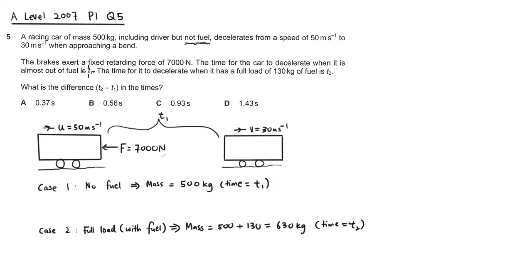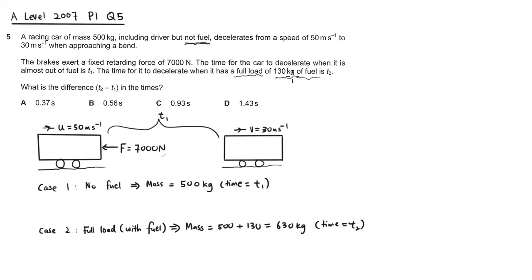You can take some time to read the question. So this is case 1: no fuel. The mass is basically just 500 kilograms because it does not include the fuel. The time taken to decelerate is t1. For the second case, they give the time for it to decelerate when it has a full load of 130 kg of fuel.